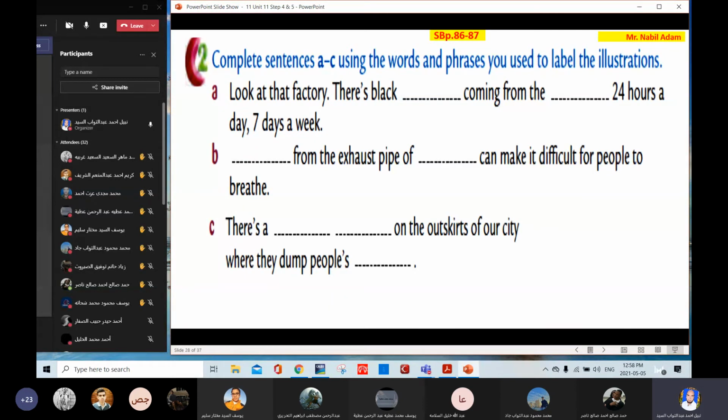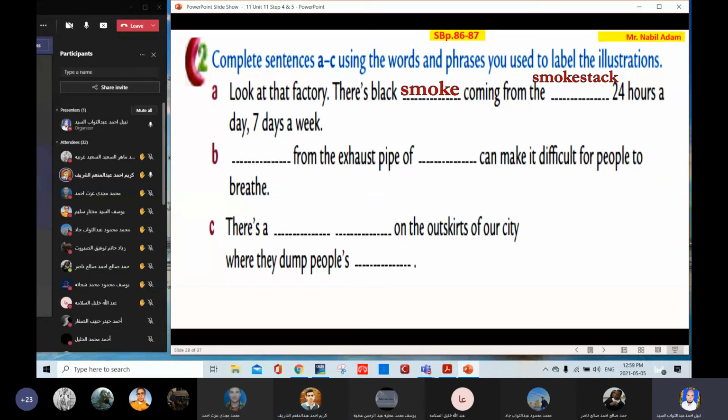Look at that factory. There is black smoke coming from the smokestack 24 hours a day, 7 days a week. Thank you so much. Okay, let's listen to Kareem. Yes, Kareem. Exhaust fumes from the exhaust pipe of vehicles can make it difficult for people to breathe. Yes, very good.